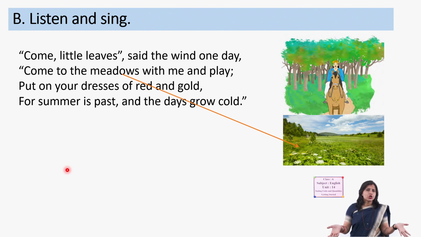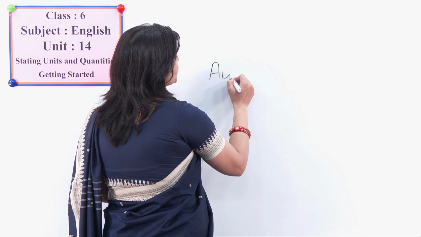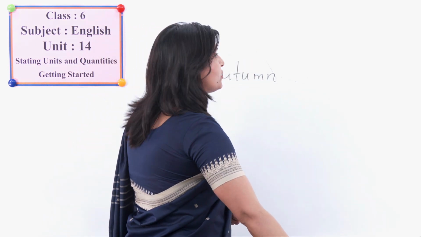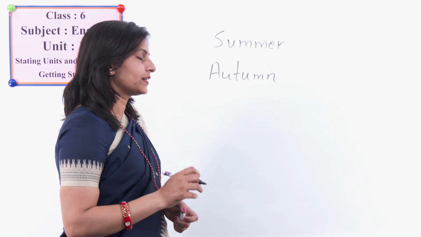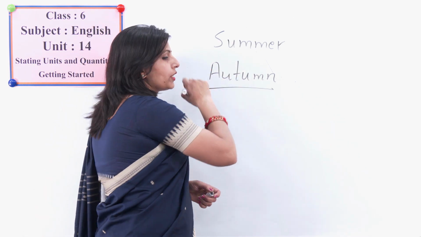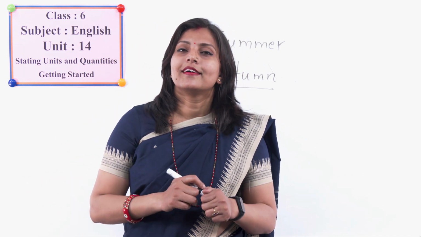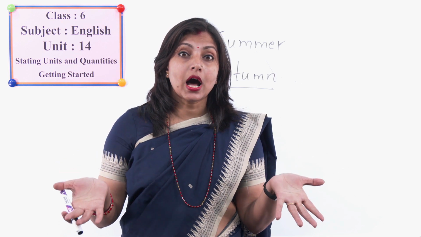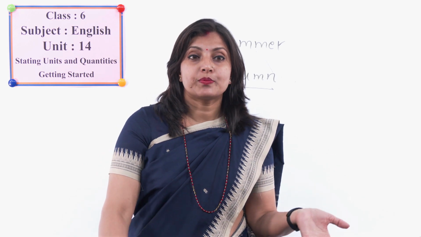When do the leaves turn red, gold, yellow, brown? When? Yes, very good. In autumn. When do they change color? Okay, in autumn. You see, after summer what comes? Summer and then autumn, isn't it? So after summer, autumn comes, and this is the time when leaves change into which color? Red, gold, brown, yellow. You see? Okay, so let's read it once more.